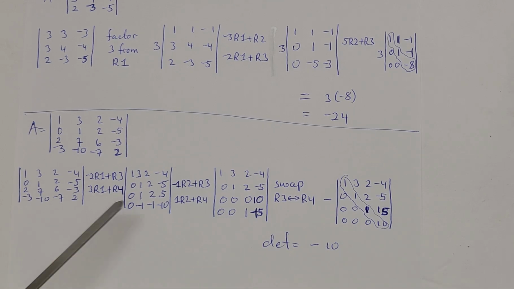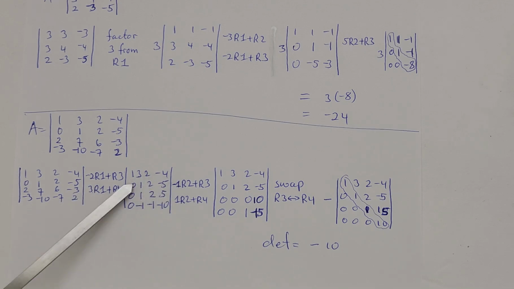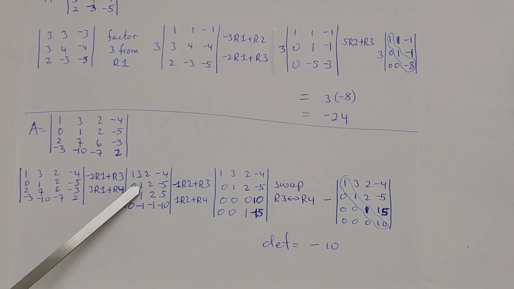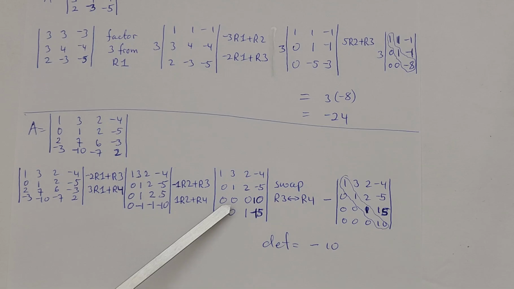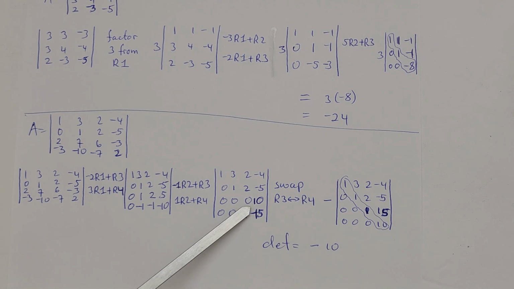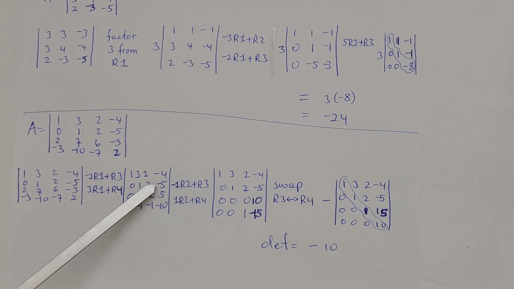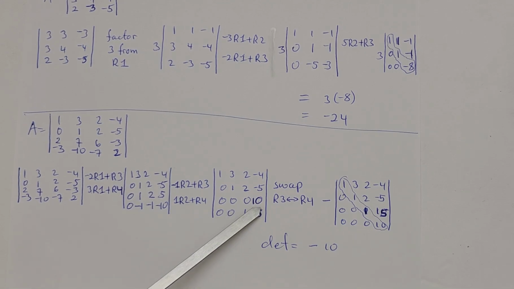So the opposite of 1 is negative 1, and the opposite of negative 1 is positive 1, which I wrote here. So row 2 to row 3, row 2 to row 4. Negative 1 times 1 is negative 1. Subtract 1 gives me this 0. Negative 1 times 2 gives me negative 2. Subtract 2 gives me this 0. Negative 1 times negative 5 gives me positive 5. 5 plus 5 gives me this 10.